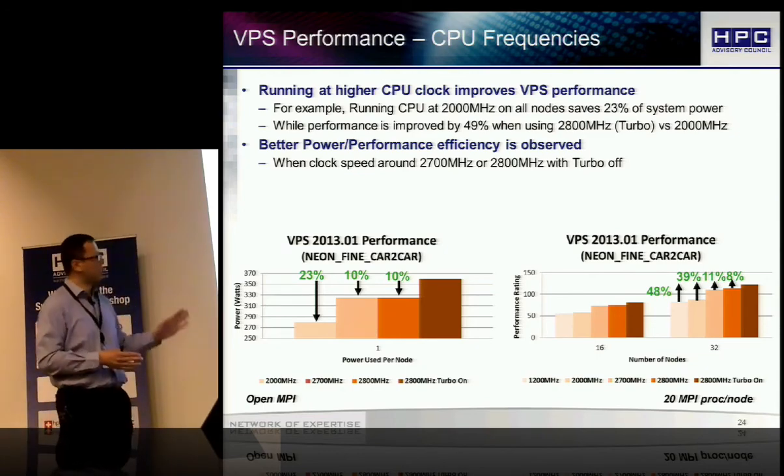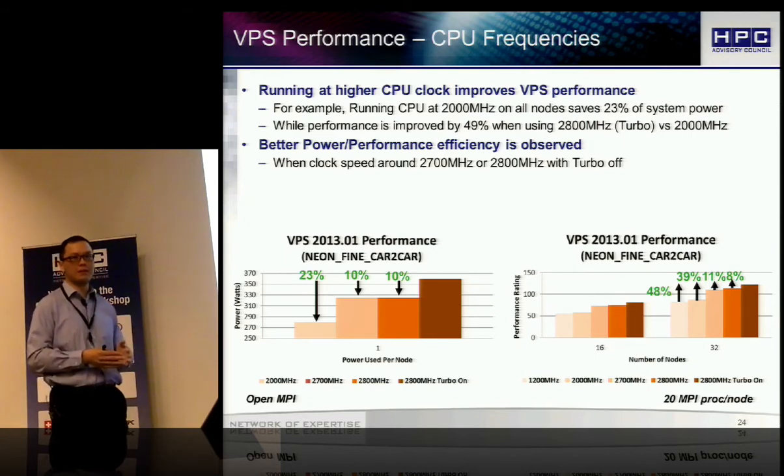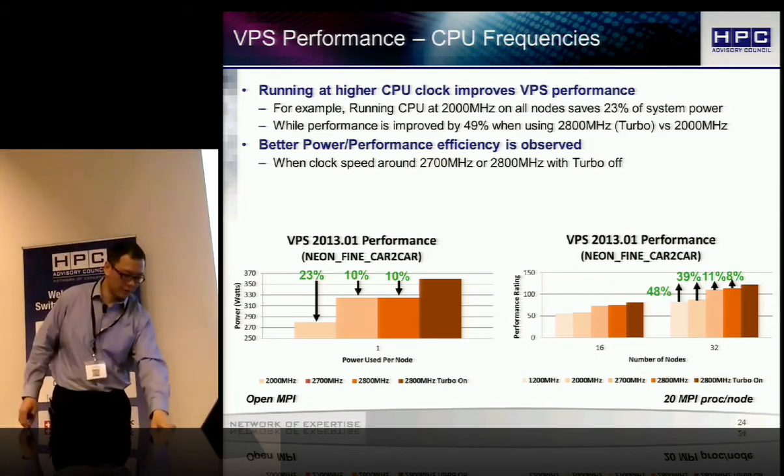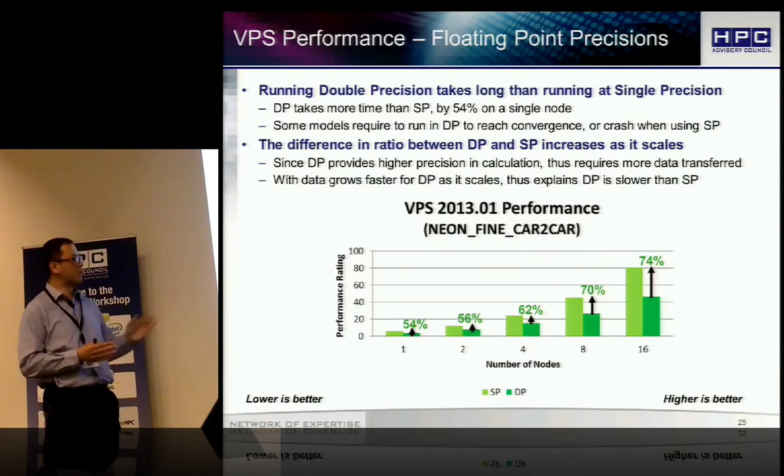For example, we're seeing quite a big decline in performance at 2.0 gigahertz, and the savings from that are actually huge as well at the same time. So if you do get to try it, you'll probably see pretty much the same thing.